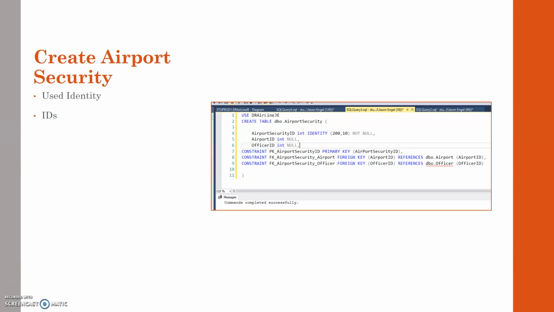For my airport security table, I have the identity starting at 200 and counting up by 10. This way, when you're looking at the database, you're able to see that, hey, this is the 200, it's from the airport security ID, so you're able to reference that. The primary key is the airport security ID. The foreign key is the airport ID, and the other foreign key is the officer ID. So each of the tables are connected.